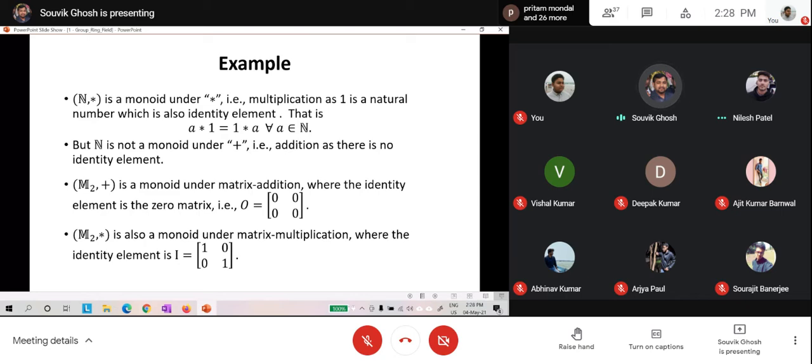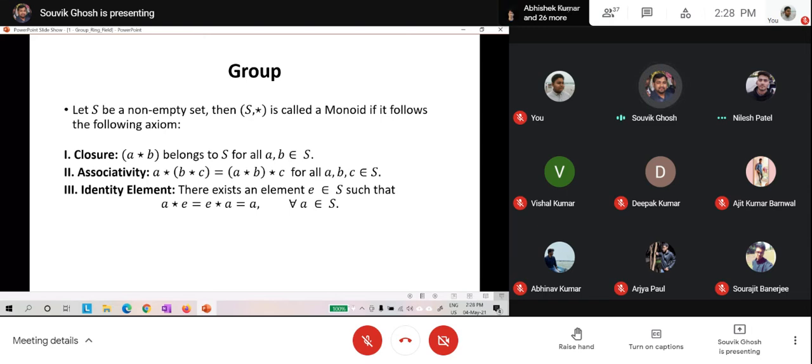So what have we learned till now? We have learned groupoid. We extend the idea of groupoid to semi-group, then we extend the idea of semi-group to monoid. But now here comes the definition of group. Before defining the group, you have to check whether this is a groupoid or not. If it is a groupoid, check whether it is a semi-group or not. If it is a semi-group, check whether it is a monoid or not. If it is a monoid, then only you check whether it is a group or not.